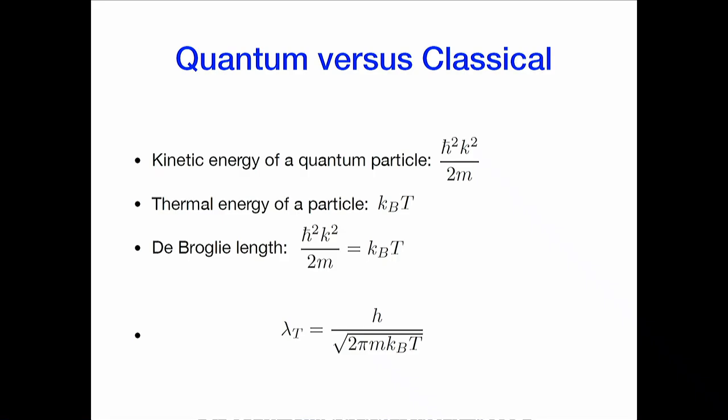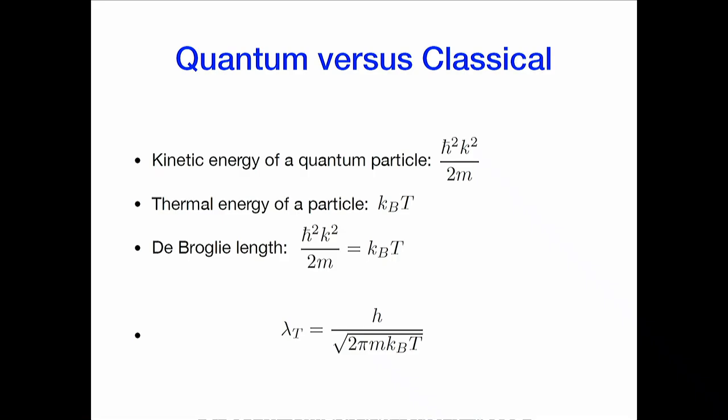Okay. Next comes the question, at what level do we describe soft matter and biological matter? Is it quantum? Is it classical, etc.? As you know, the crossover between quantum and classical is given in terms of the de Broglie length. If you look at a quantum particle, its kinetic energy is essentially h bar squared k squared over 2m, where k is the wave vector of the quantum particle.